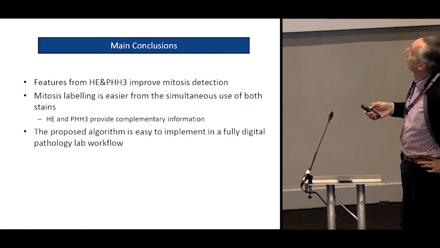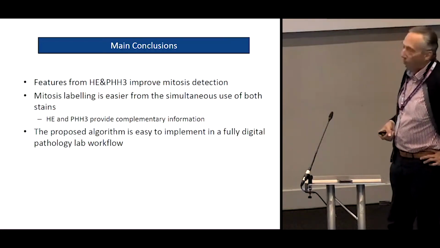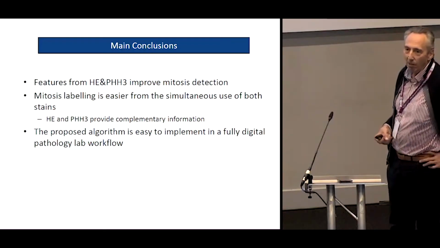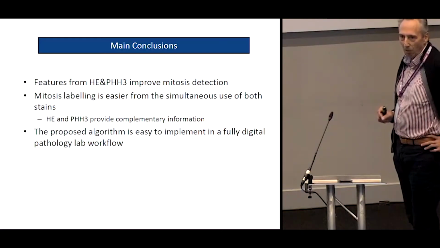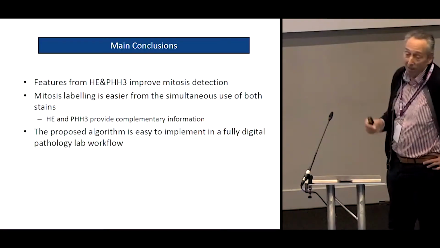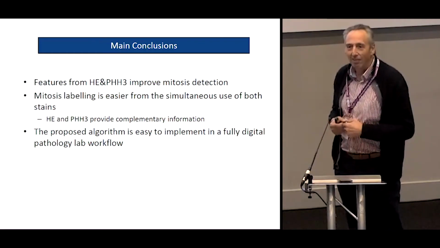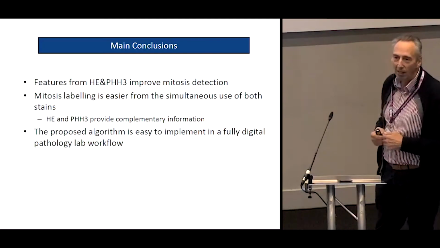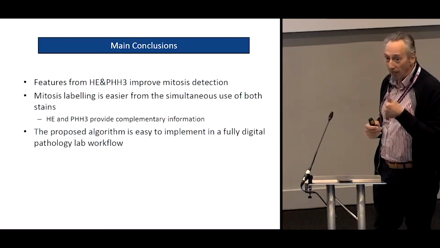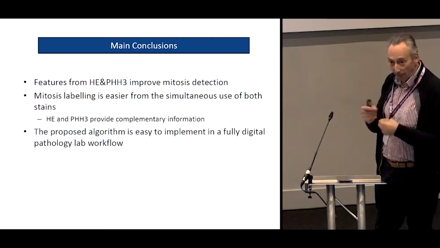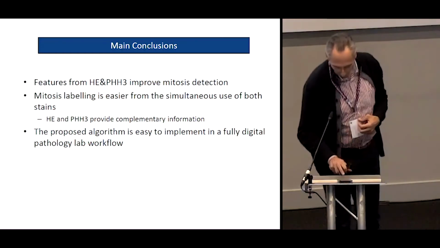The conclusion for us is that features from both stains improve mitosis detection. Also, the labeling of the mitosis benefits from using both because you can solve the cases in which you have ambiguity. And the last one is that our proposal is better adapted to a fully digital pathology lab workflow, because otherwise you have to make two stains and two scans for every single slide. So perhaps in this case it's single, while in other cases it's much more difficult. That's all. Thank you.